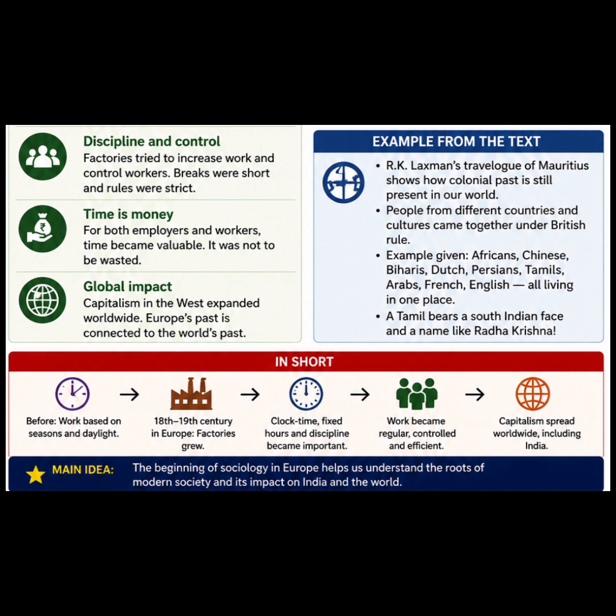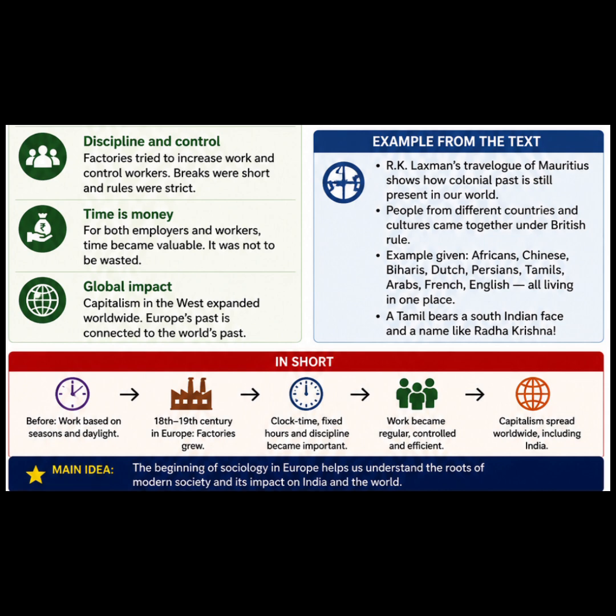For Indians, this topic is important because our history is closely linked with British colonialism and capitalism. Many of the changes that took place in Europe later influenced Indian society as well. The textbook also refers to R.K. Laxman's travel experience in Mauritius. He observed that people from different backgrounds such as Africans, Chinese, Indians, Arabs, French and English lived together in one society. This shows how colonialism and global trade connected people from different parts of the world.